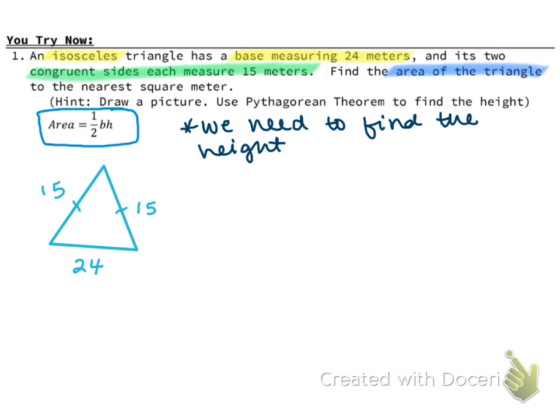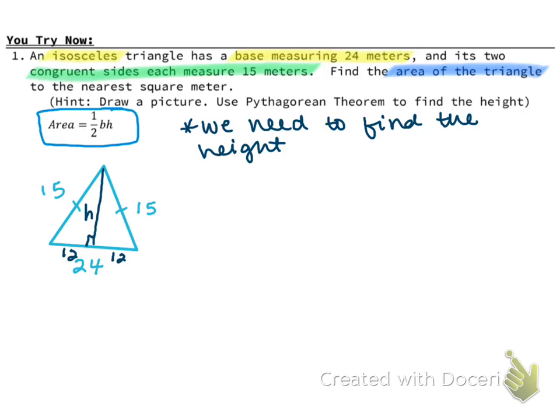15. In order to use that area formula, which is 1/2 the base times the height, we need to find the height. So in order to do that, I'm going to draw a perpendicular line from the top of my triangle to the base. Notice it does not touch the congruent sides. It bisects the base of my triangle. So that splits the base up into 12 and 12, and I'm looking for the height.